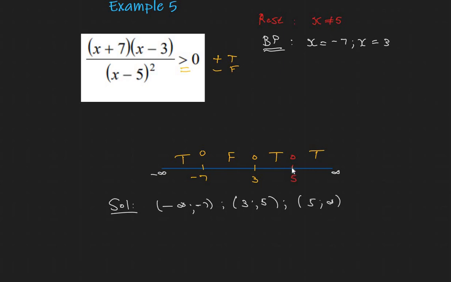Because that 5 is not inclusive. If the 5 was inclusive, we could change that second region. But in this case, they did not ask equal to 0. So the 5 is out, forming 3 different regions here. So this concludes then the work for our rational inequalities.